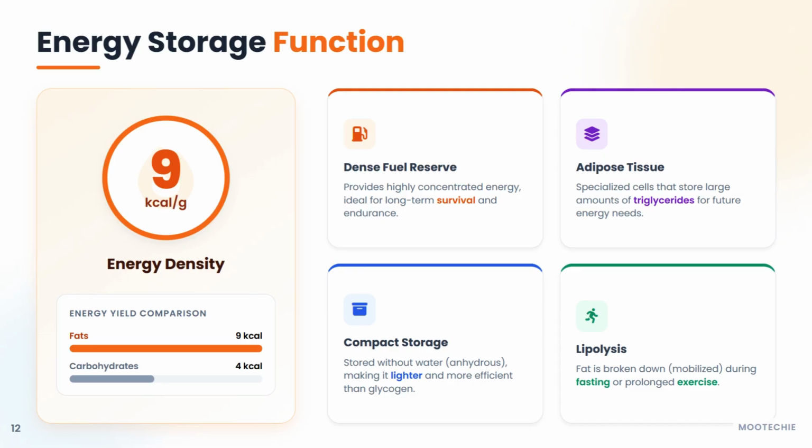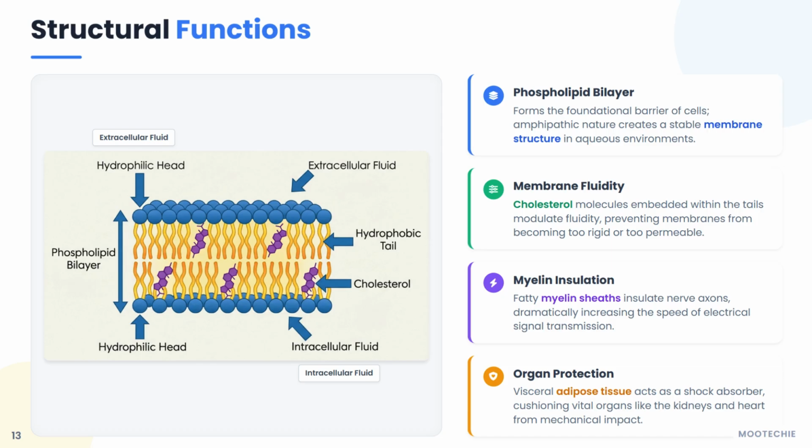They're stored in a compact way without water. This anhydrous storage makes fat a lighter and more efficient long-term energy store than glycogen, which holds a lot of water. This storage happens in adipose tissue, specialized cells that stockpile large amounts of triglycerides for future needs. When the body needs energy, it initiates a process called lipolysis, where fat is broken down and mobilized during fasting or prolonged exercise.